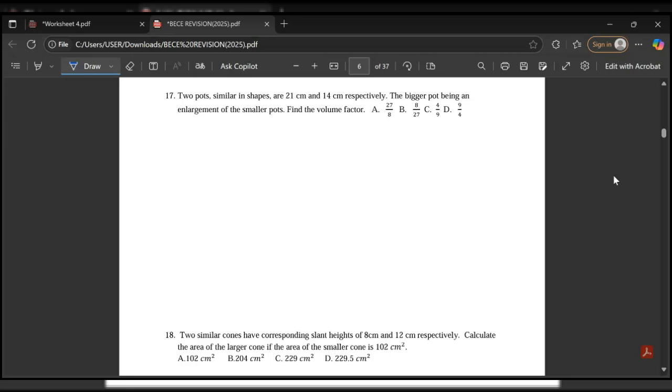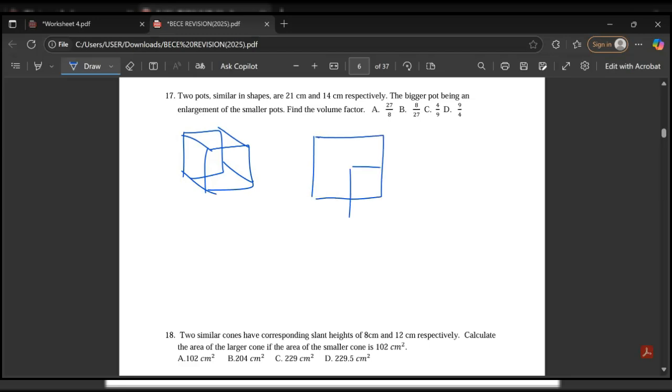If we have a cube, we have this cube, and we now have another cube that is an enlargement of the smaller one. So these two cubes are similar. If the length of this one is 4 and the length of this one is 8, the lengths of the sides of these two cubes are what we refer to as linear.